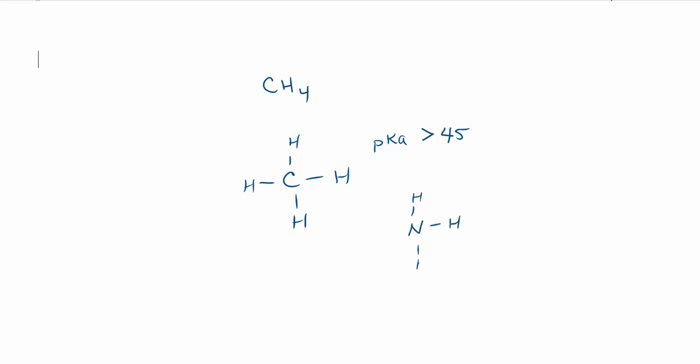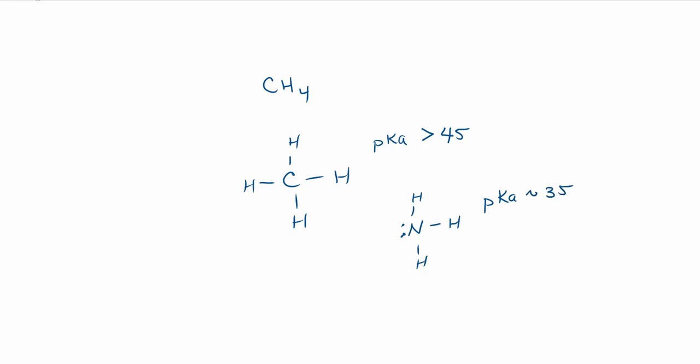When we have something like methane, remember methane is a carbon with 4 hydrogens attached. You could look at that and think that one of those hydrogens could come off as an acidic hydrogen, and it cannot. Or at least not easily. The pKa for an alkane, the hydrogen of an alkane, is very high. So it's going to be greater than 45. But if you have something like ammonia, like this, the pKa of ammonia is about 35.